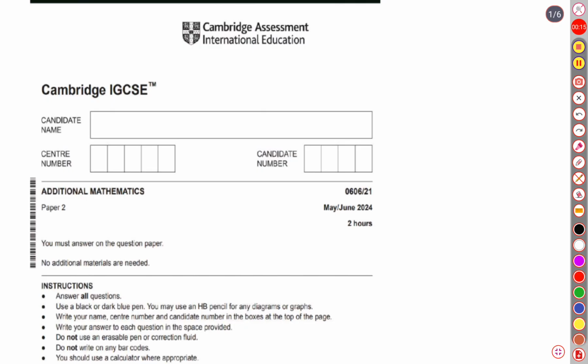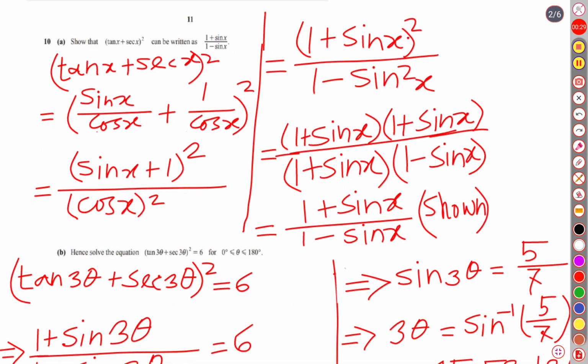Today we are going to solve some of the trigonometry questions from different past papers. The first question I have picked up from 0606/21 May June 2024. Let's see the first question: show that (tan x plus sec x) whole squared can be written as (1 plus sin x) over (1 minus sin x). That means we will have to convert (tan x plus sec x) whole squared into (1 plus sin x) over (1 minus sin x).